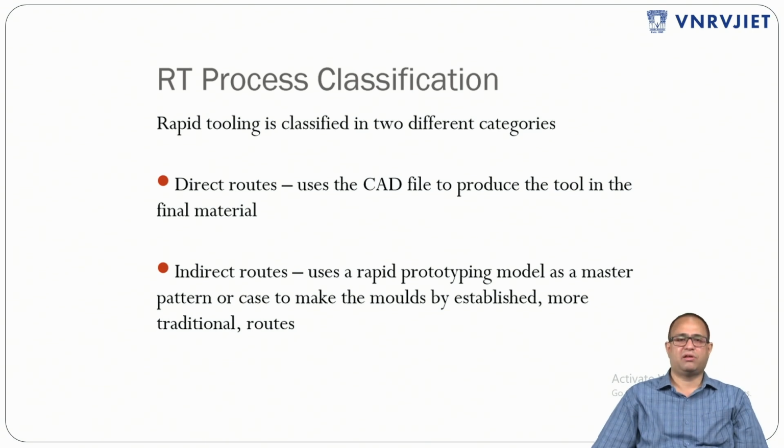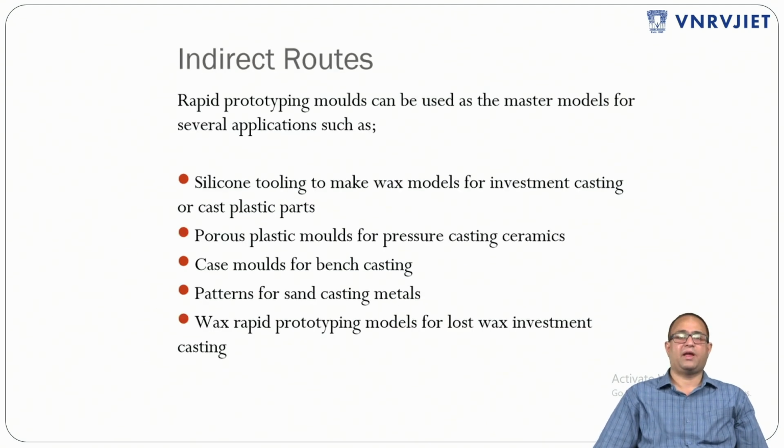Whereas in the case of indirect routes, a rapid prototyping model or master pattern is built by the rapid prototyping model, and based upon this master pattern a number of molds are established, followed by the different models of the routes. So this is the most important classification: direct routes and indirect routes. Now we are going to discuss the indirect routes, and how the master molds are made.